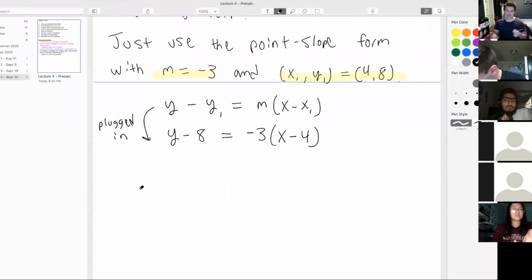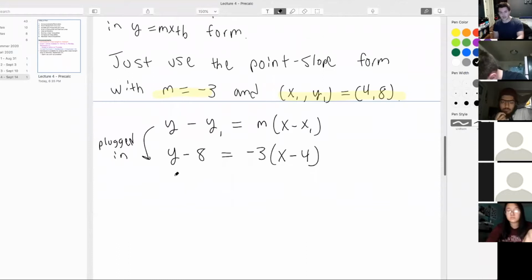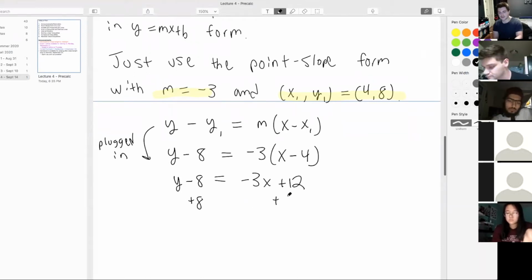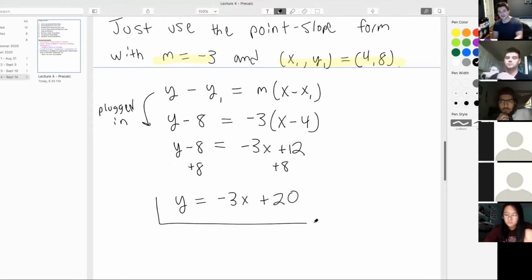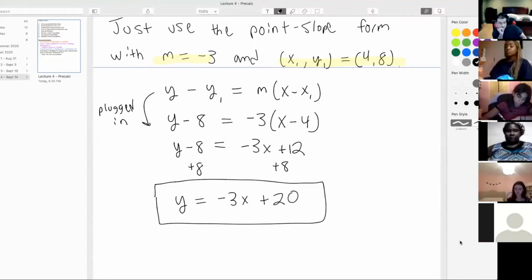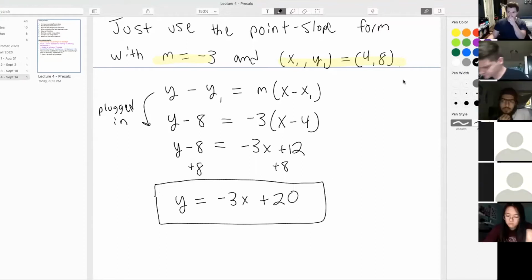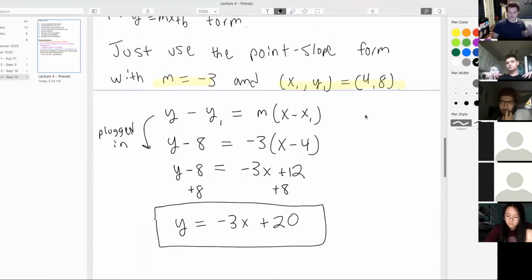We just need to algebraically manipulate this guy until it's in y equals mx plus b form, okay? All right, so y minus 8, this is equal to, I'm going to distribute the negative 3 into the parentheses, negative 3x plus 12, and now bring the plus 8 to both sides. Plus 8, plus 8, and we get our final answer of y equals negative 3x plus 20. Okay? All right, so any questions at all with how I got this?